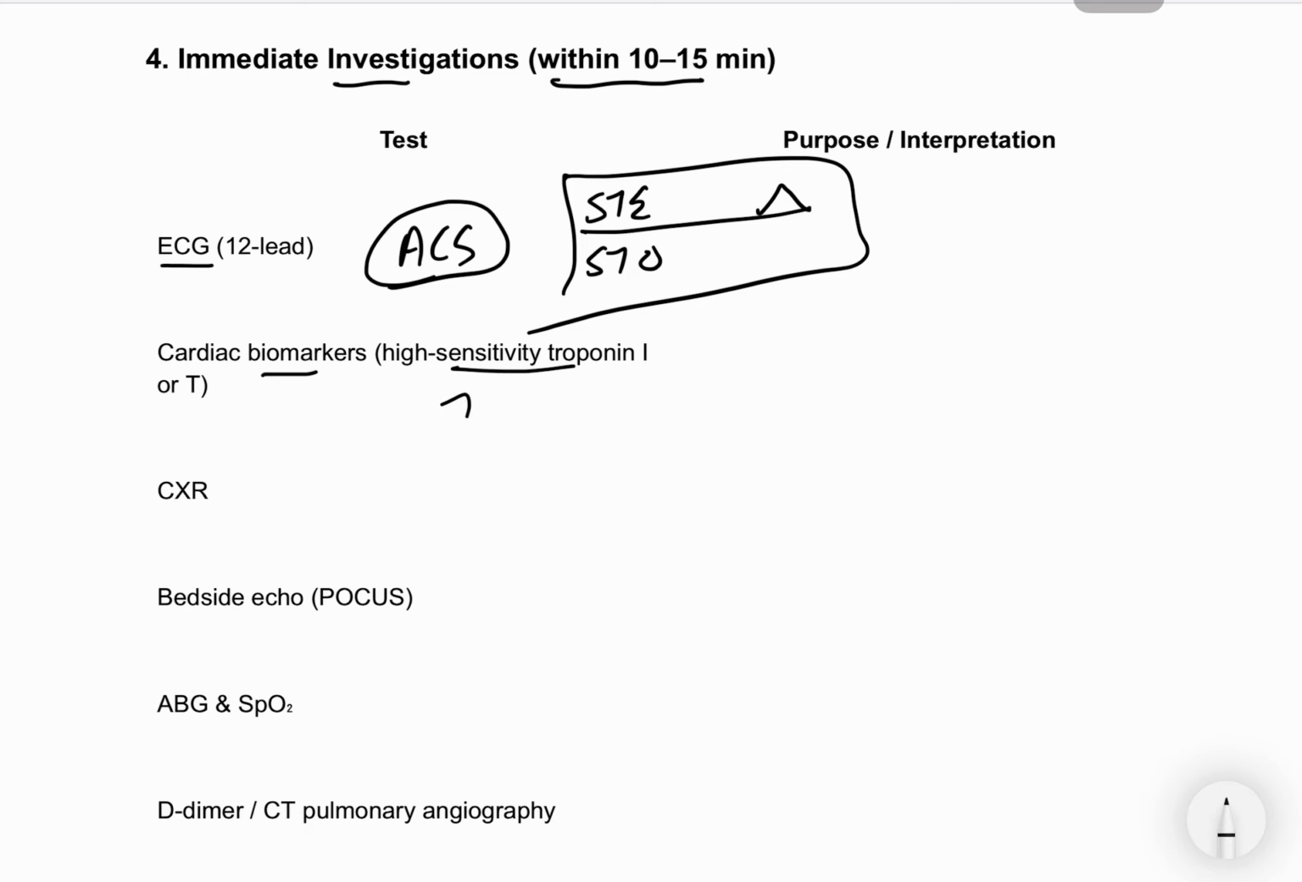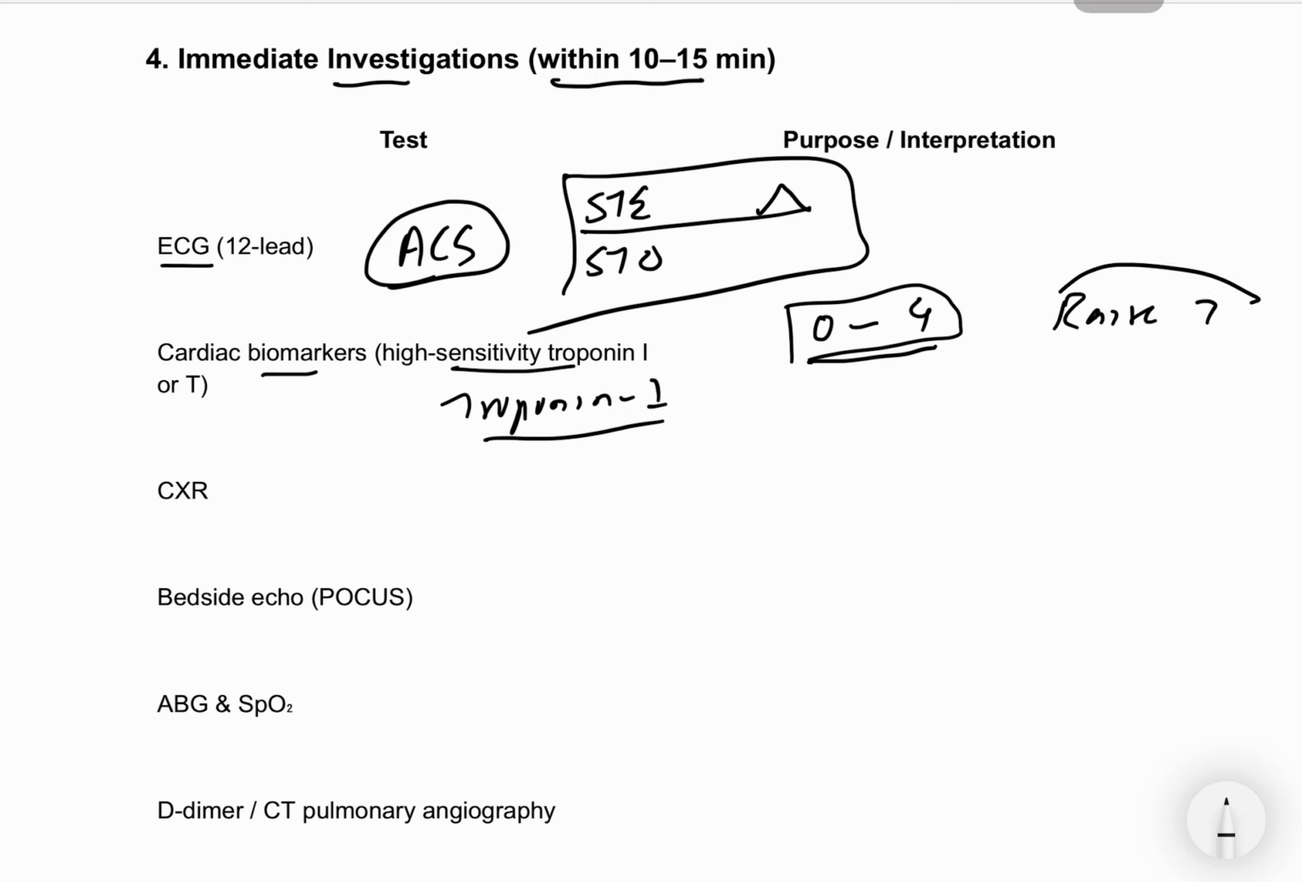Otherwise, we can send other troponin as well, normal troponin. Okay, troponin I as well. But remember, in 0 to 4 hours, the patient might not have raised troponin. Okay, so if we have done it at 0 hour or 1 hour, then we have to repeat it again in 1 hour and again in 4 hours.